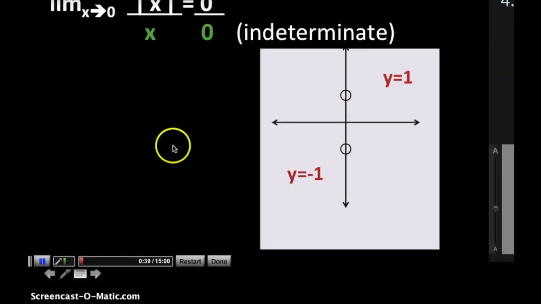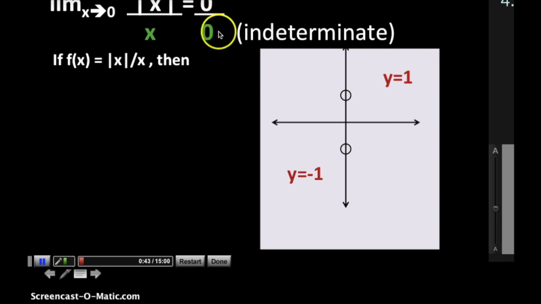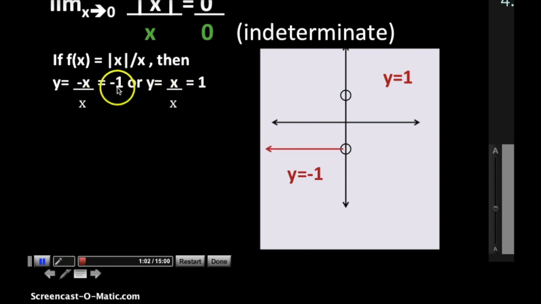This one here is an absolute value problem, which if you plug it in, you get 0 over 0. If you plug your 0 in, you get 0 over 0, which is indeterminate. And indeterminate means to keep factoring, keep trying. So we split our absolute value into two parts. We split it into the negative x over x and the positive x over x, which gives us negative 1. Y equals negative 1 is one side of the graph, and y equals positive 1 is the other side of the graph.